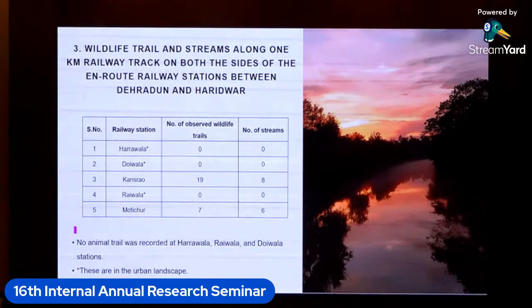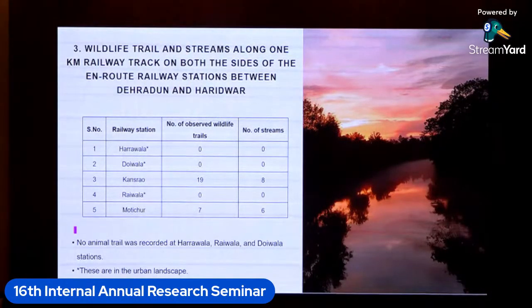A total of 19 wildlife trails and 8 streams were observed in Kansur and 7 wildlife trails were observed in Motichur. No animal trails were recorded at Harawala, Ralwala and Dolwala stations since these stations are located in urban landscape.